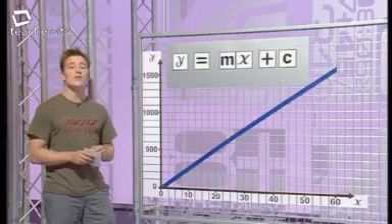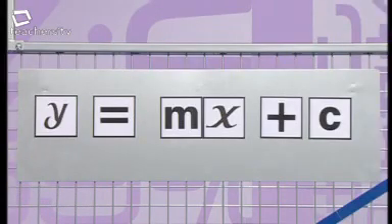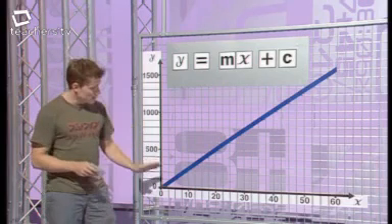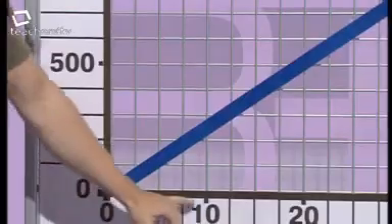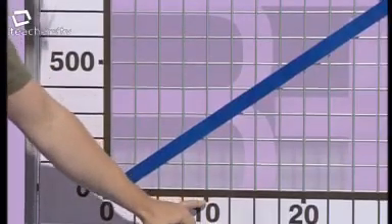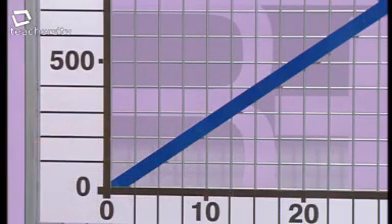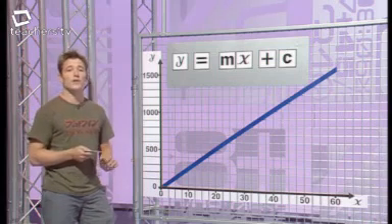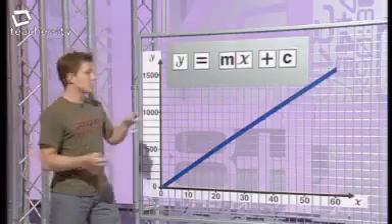Remember, for any straight line graph, the general equation is y equals mx plus c. Again, y and x are the coordinates. They vary. And m is the gradient. On this graph, for every 10 units in the x direction, the graph goes up 250 units in the y direction, which is the same as saying for every 1 unit in the x direction, the graph goes up 25 units in the y direction. So the gradient is 25.